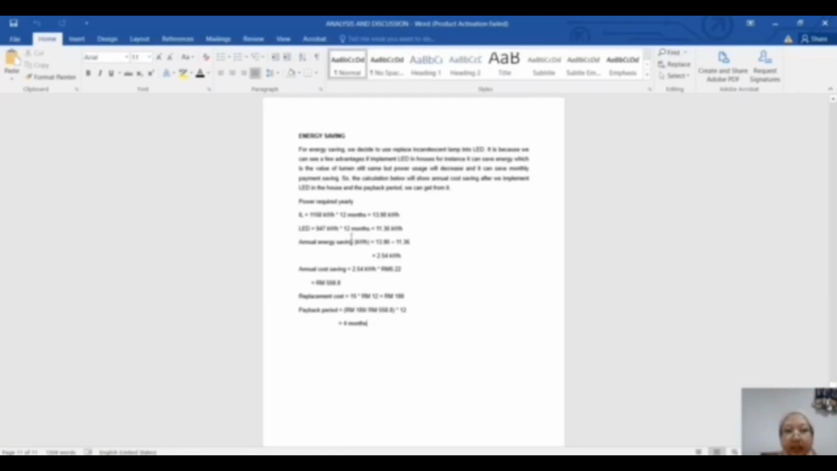For the energy saving, we decided to replace the incandescent lamp with LED because we can see a few advantages if we implement LED in the house. So the power required yearly for the IL is 13.90 kilowatt hour, for the LED 11.36 kilowatt hour. So we get the annual energy saving of 2.54 kilowatt hour. Then the replacement cost we get is 180 ringgit. So for the payback period we get 4 months. Next, I will pass to the next presenter.